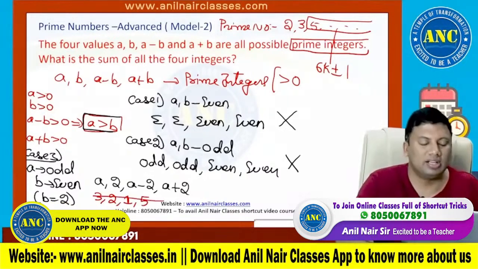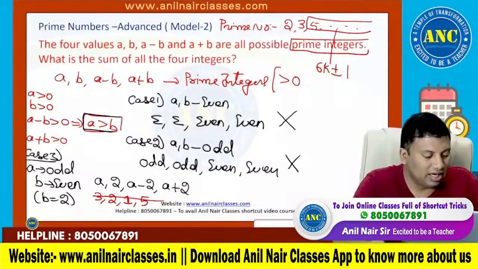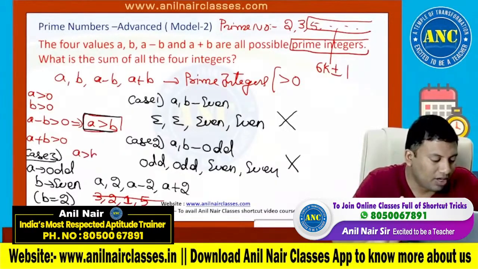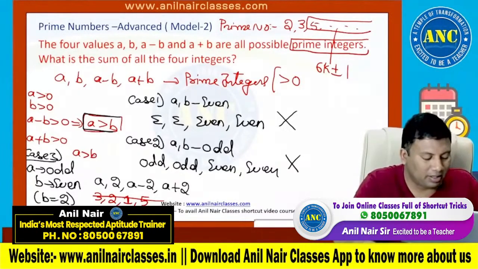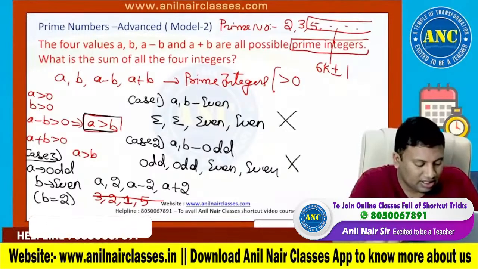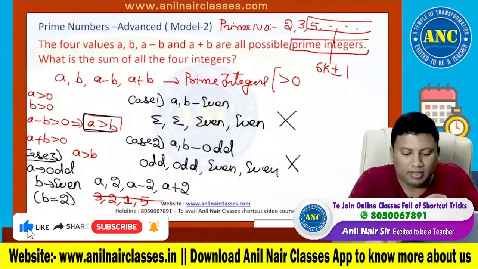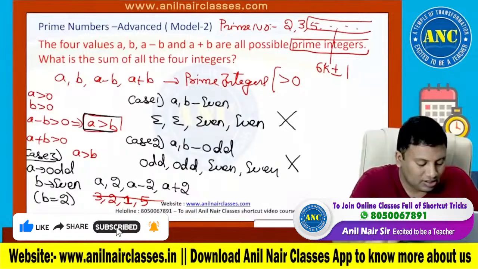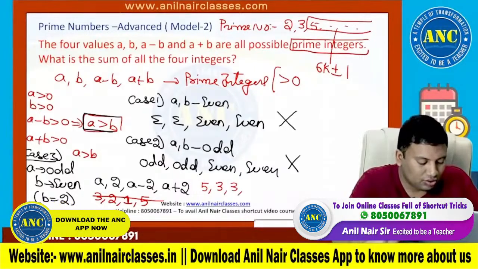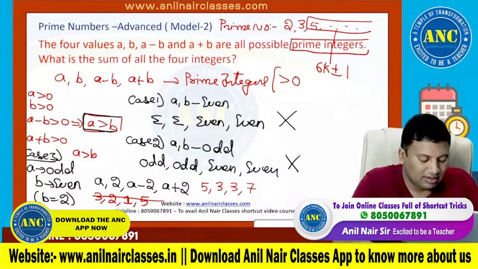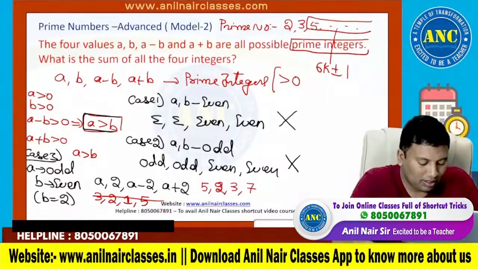1 is neither prime nor composite. Remember, after 2, the next immediate prime number is 3. Next is any prime number greater than 3, of the form 6k plus or minus 1. Let me take 5. 5 comma 2, 5 minus 2 is 3, 5 plus 2 is 7. 5 comma 2 comma 3 comma 7.